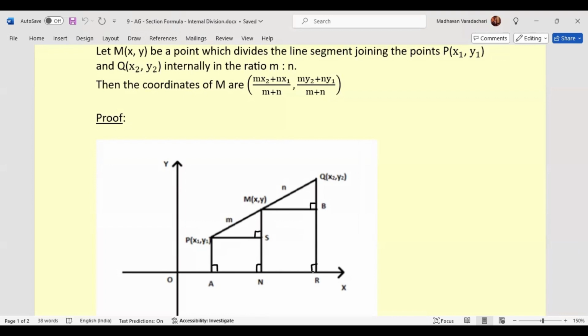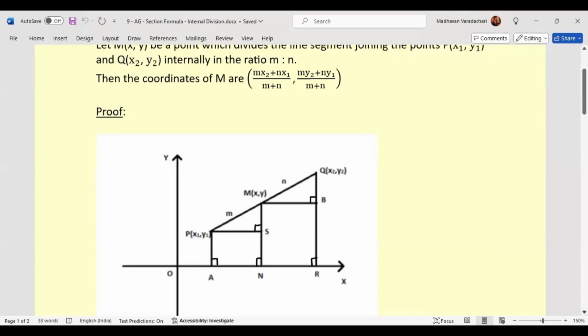Similarly, a perpendicular from Q to touch the x-axis at R. Again, we will draw a line parallel to the x-axis, MB, and another parallel to the x-axis, PS. So this becomes 90 degrees. This also becomes 90 degrees. So we will indicate this point as S, this point as P.